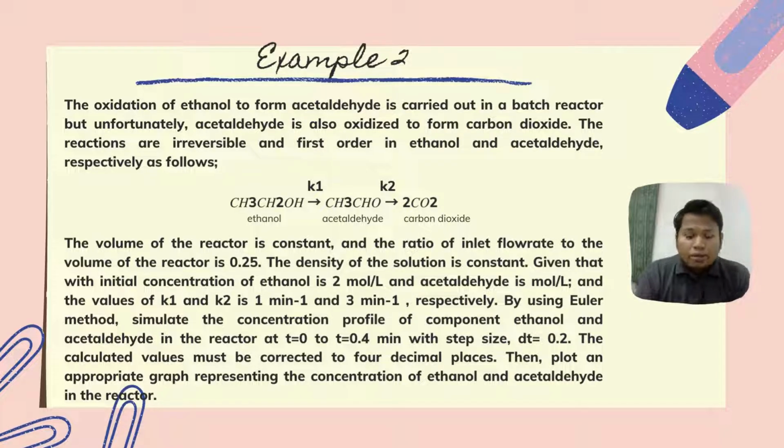Okay. And then we need to simulate using the Euler method for the concentration of A and B at t equals 0.4 minutes, having a step size of 0.2 minutes, which means that we need to perform two steps of iteration.